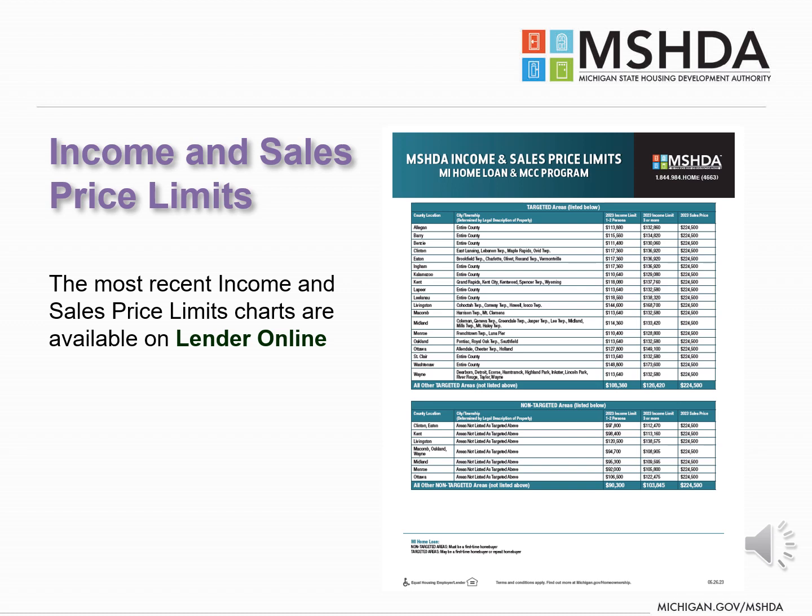If you know your property is in a non-targeted area, use the bottom chart to find the income limit. Again, if the county is not listed, the limit falls under all other non-targeted areas not listed above at the bottom of the chart. The sales price limit statewide is listed at the very right of the chart.